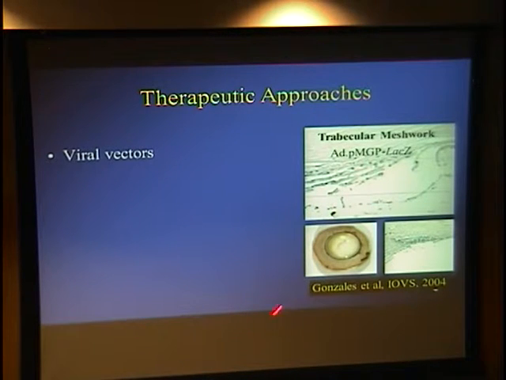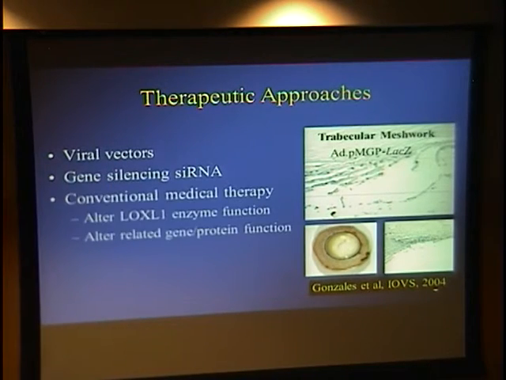This is an example of Pedro Gonzalez in our lab, who's looking at a targeted adenovirus for the trabecular meshwork. This is a donor eye looking from the inside out, and you can see the staining of just the trabecular meshwork with this viral vector. So put in what you want in this vector, inject it in the eye, and the TM will say thank you and take it right up. Pretty nice. We could do gene silencing. That's when you use special RNAs to shut the gene down or make it work better.